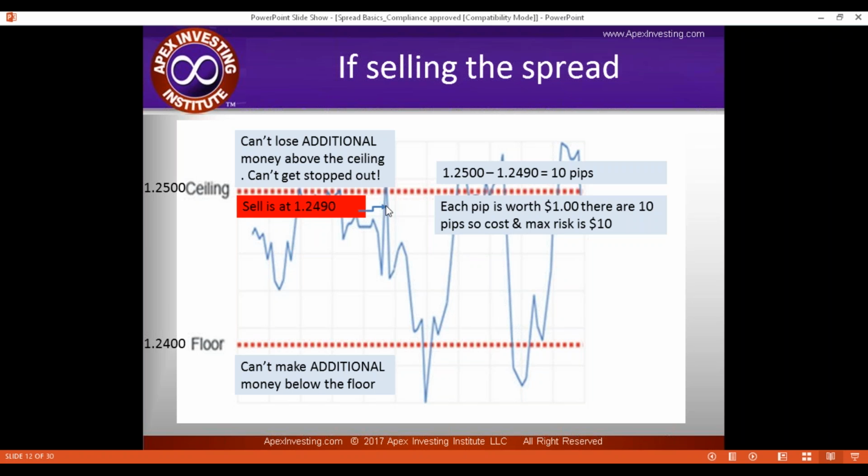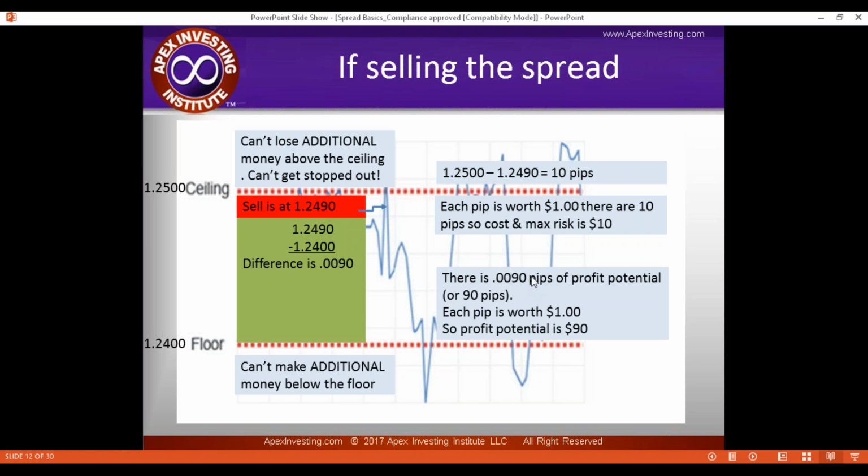So if I sell at 24.90, we understand where our maximum risk is. But there's 90 pips of potential profit, right? Because if I sold at 24.90, saying the market's going down, and the market does go down, okay? Remember, the ceiling caps my risk and the floor caps my profit. So there's 90 pips of potential profit going down to the floor, right? Because I sold at 24.90, my floor is 2,400, so that's a difference of 90 ticks. Each tick is worth $1, so the potential profit is $90.